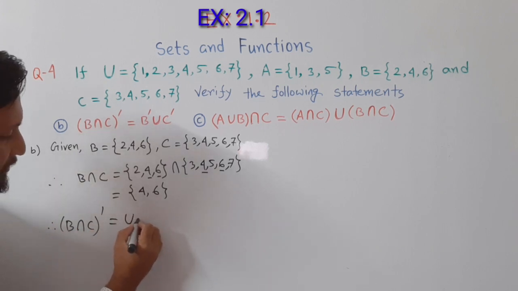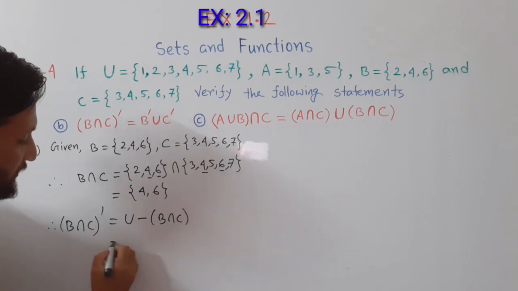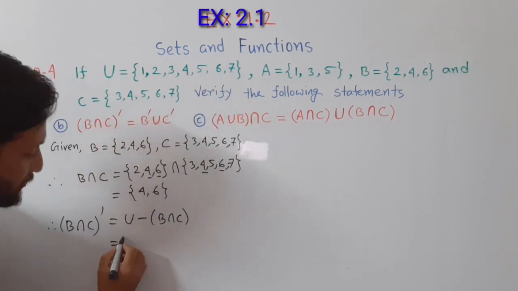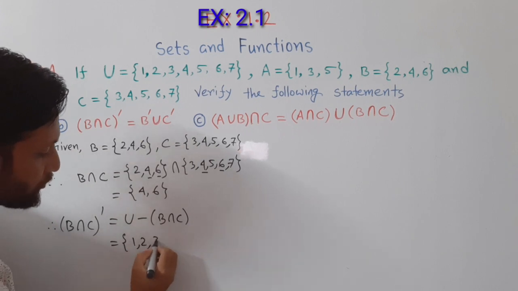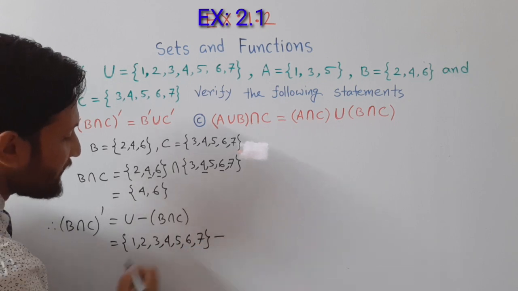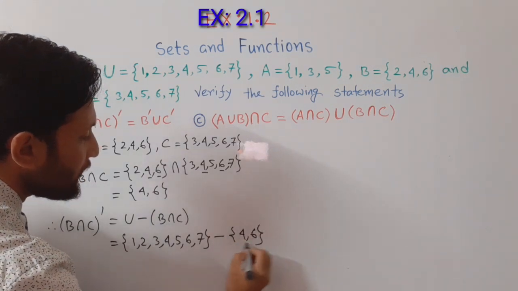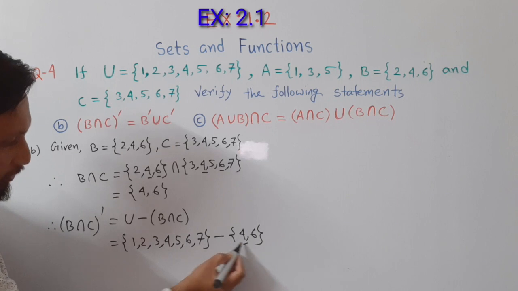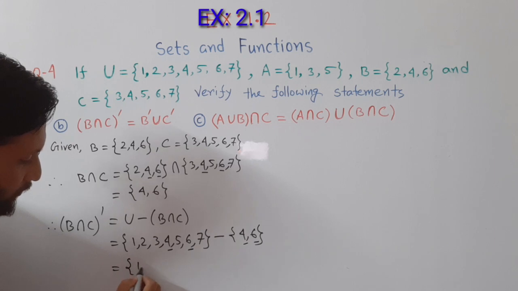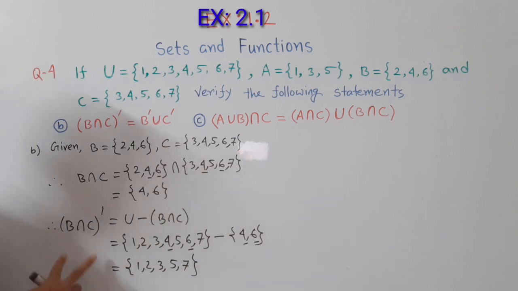That means universal set minus, that means subtraction of B intersection of C. So universal set elements here, see that 1 to 7, that means total 7 elements. So 1, 2, 3, 4, 5, 6 and 7. And then minus subtraction of B intersection of C, 4 and 6. So from the universal set 4 and 4 cancel, 6, 6 cancel. So rest elements 1, 2, 3, 5 and 7. Okay, this is the elements of B intersection of C complementary.